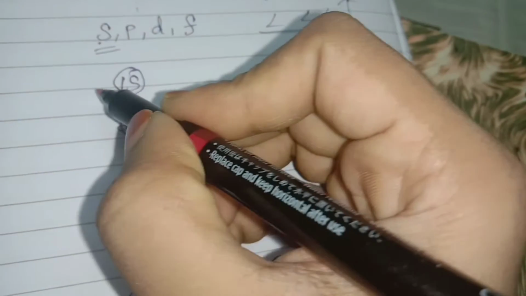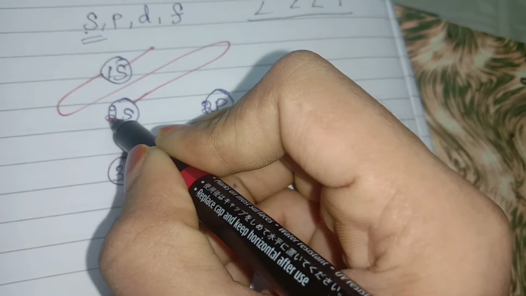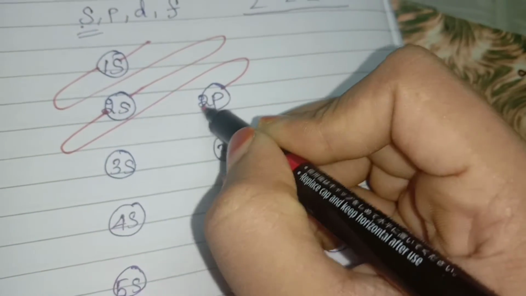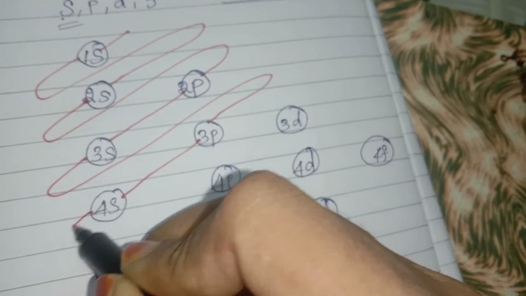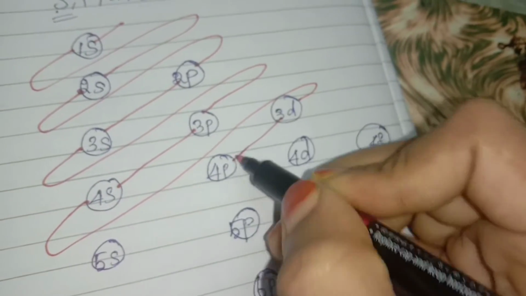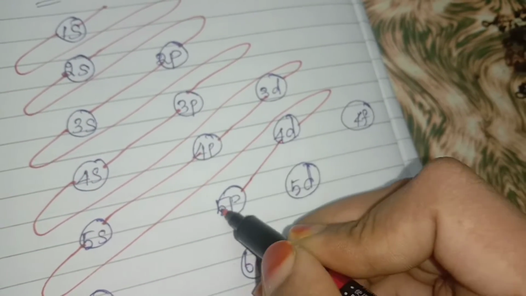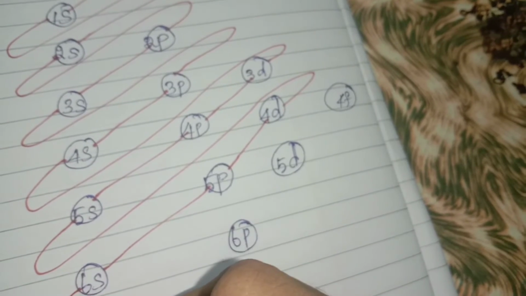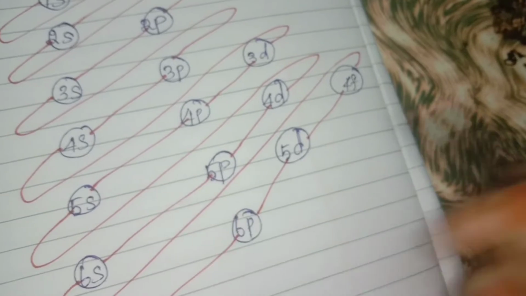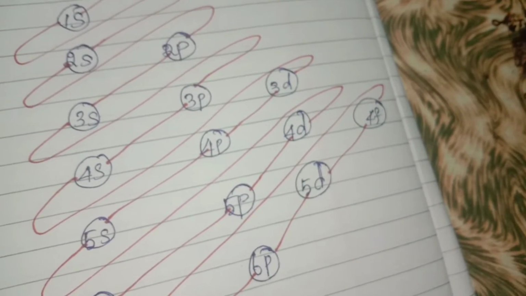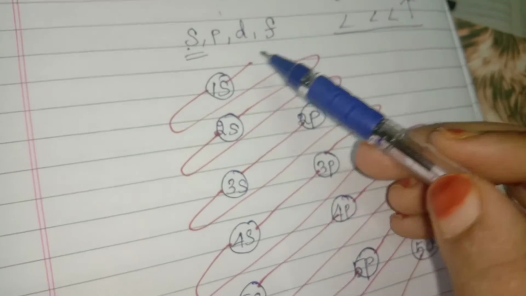Now the wave line will come. If you draw this line like this, you can write the orbitals in increasing order easily without any confusion. Now you can write, first which orbital will come?